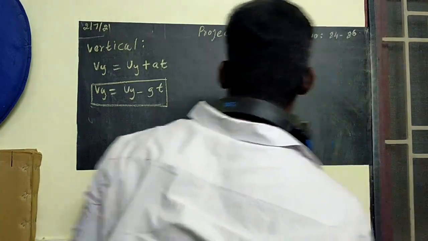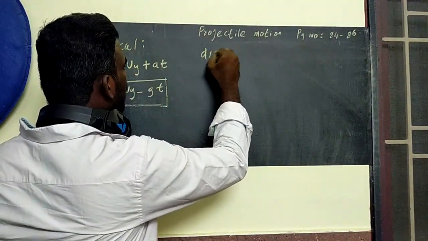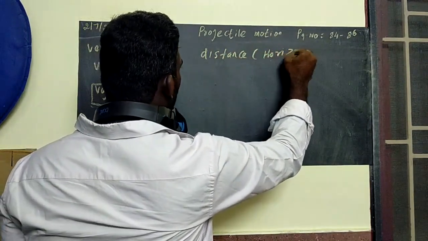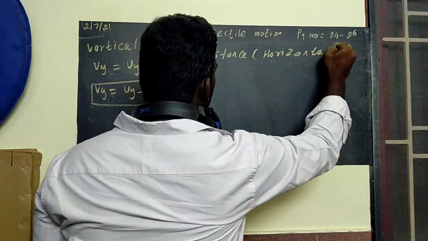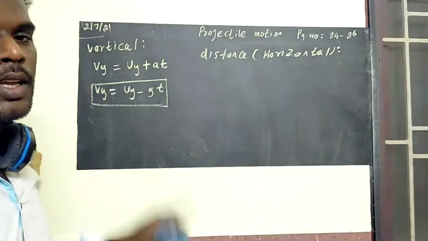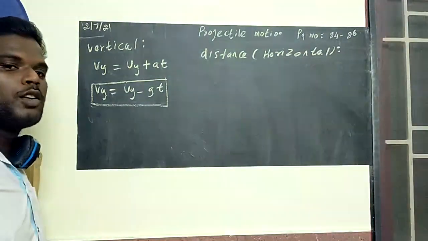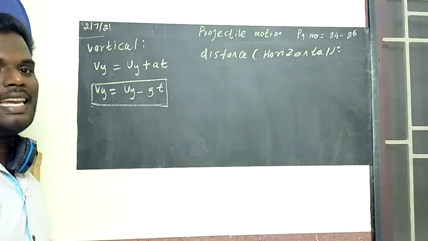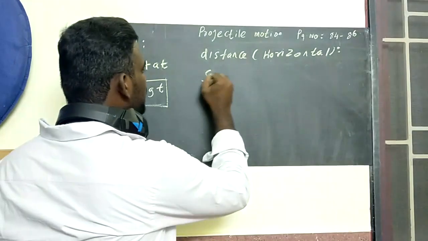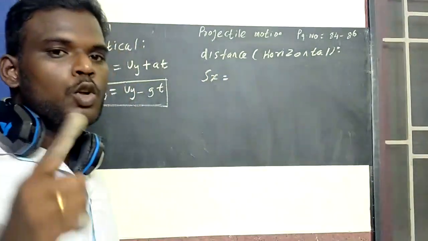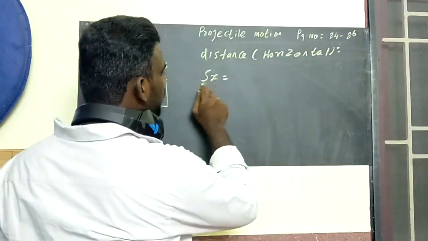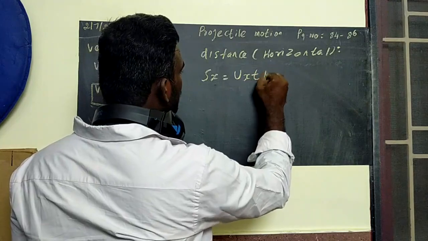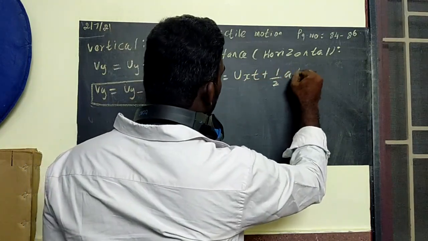And next, we want to know the distance traveled by the body. Now I am going to find the distance traveled in the horizontal. We found the velocity in the horizontal and vertical. Now we want to know the distance traveled by the body in any given time t. We will use the second equation of motion, that is s equal to ut plus 1 by 2 at square. In place of s we put sx, that is the velocity in the x-axis times time plus 1 by 2 at square.